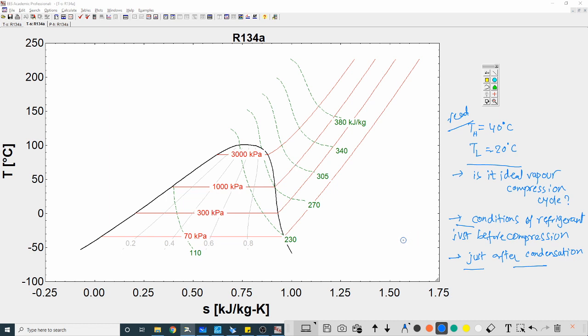Now I will define things very clearly to facilitate a simple case of constructing a vapor compression cycle on a TS plot. So what are the given parameters? Temperature high is 40 degrees centigrade and the refrigerated space is minus 20 degrees centigrade.